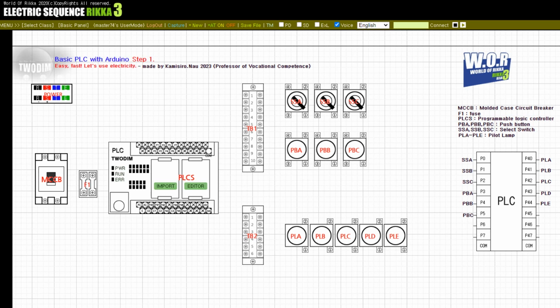Today's lesson covers the basic PLC time chart process. Understand the PLC ladder configuration and test through the simulator. Then, enter the corresponding PLC ladder into Arduino to see if it operates normally.